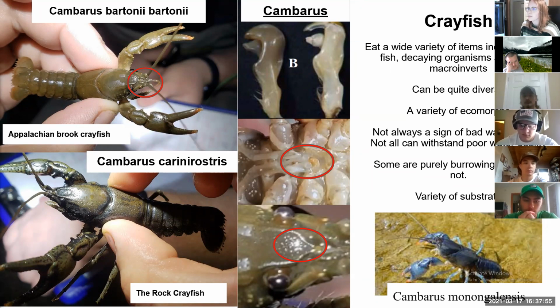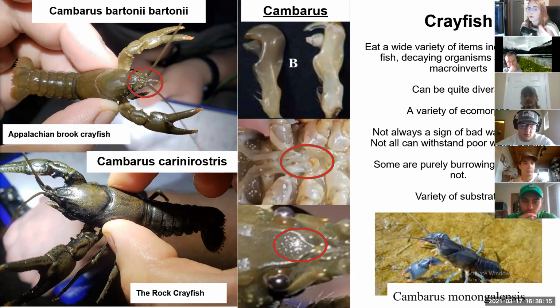I know we kind of attribute them to that, or we say that they are really, really tolerant. And it's true that most of our common species are very tolerant of bad water conditions that would kill off all those other species we just talked about. But there are some more sensitive species, so I just want to make you guys aware of that.